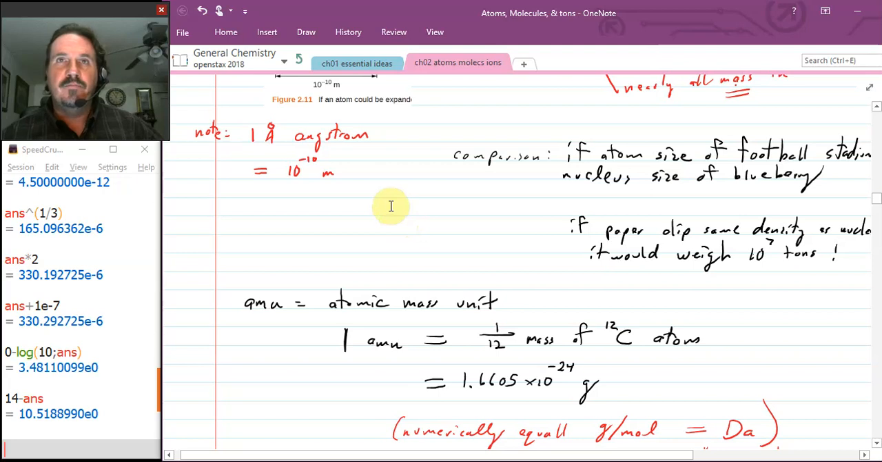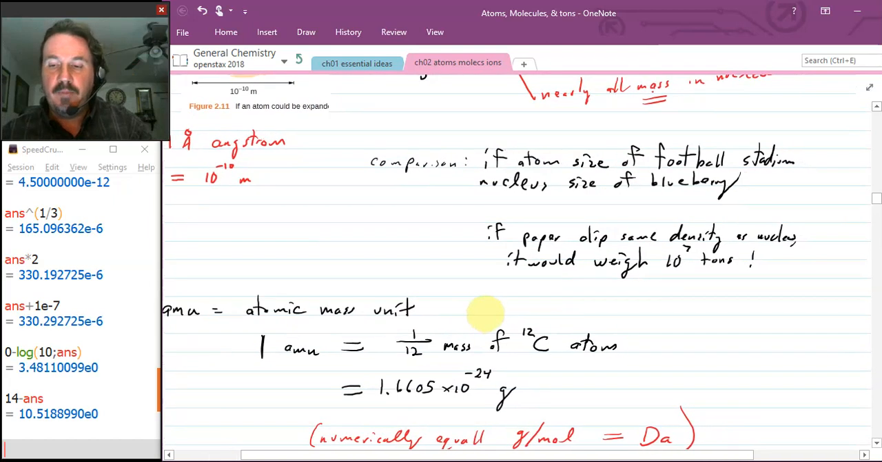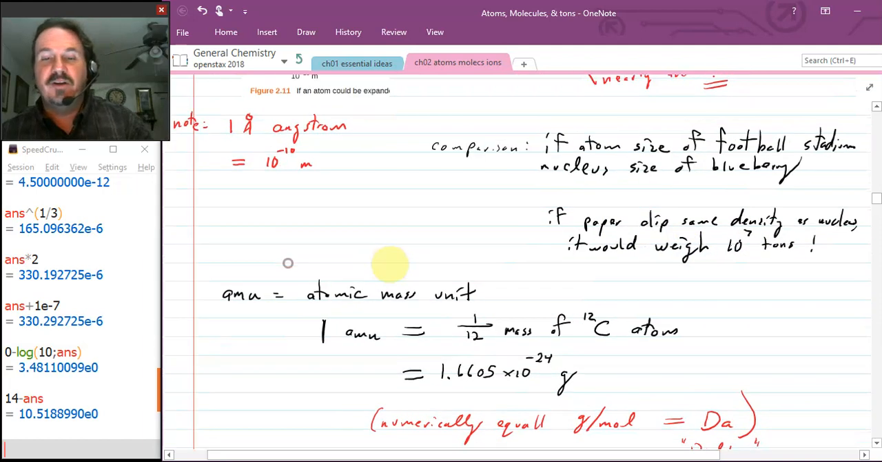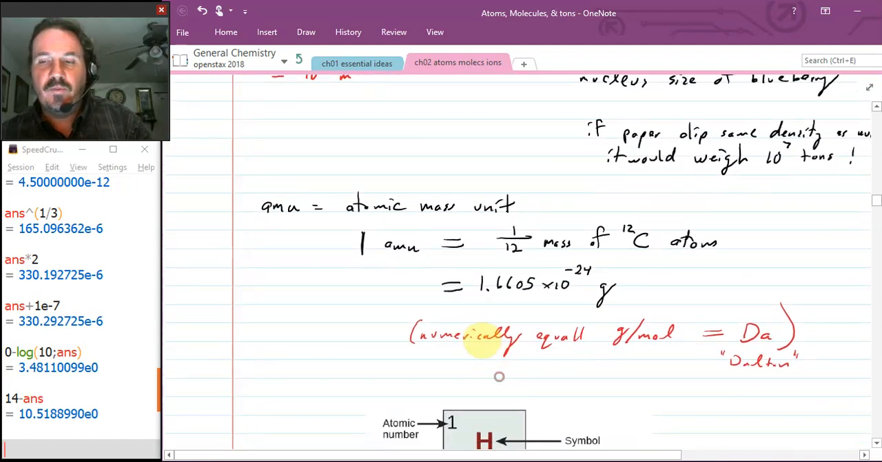You think of metal, a hunk of lead or something, weighing a lot for the size of it because it's such a dense metal. Well, put that in perspective again. If a paperclip had the same density as the nucleus of an atom, that paperclip would weigh 10 to the 7 tons. What is that? 10 million tons? That'd be a heavy paperclip. That's how dense a nucleus is. So, strange world when you get way down that small.